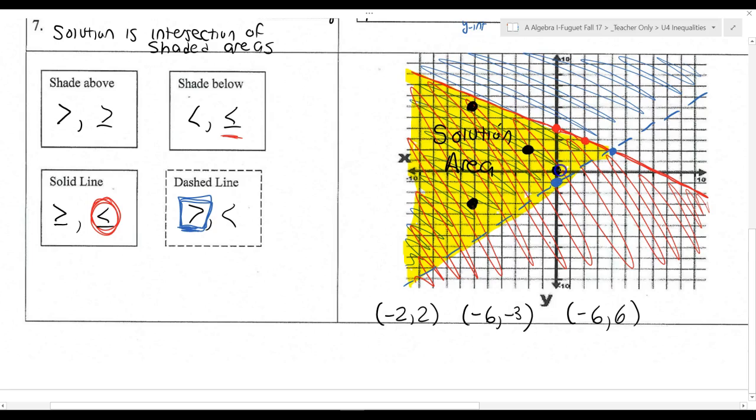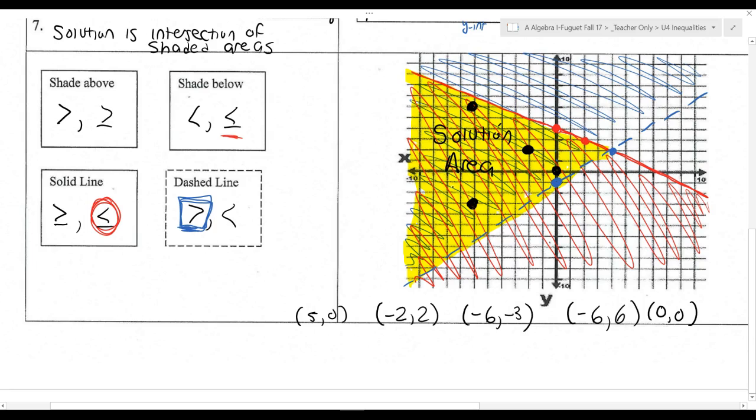And I'll give you a couple other ones. 0, 0 was a possibility. And last but not least, let's go with negative 5, comma 0. So these are 5 of my solutions. Obviously, as long as your ordered pairs fall within this yellow area, you're good to go.